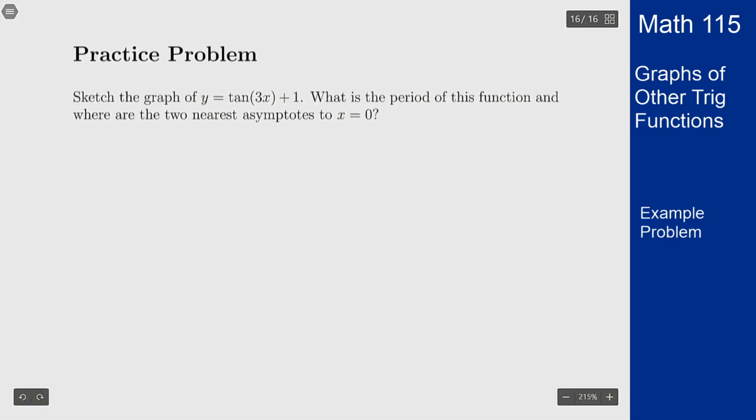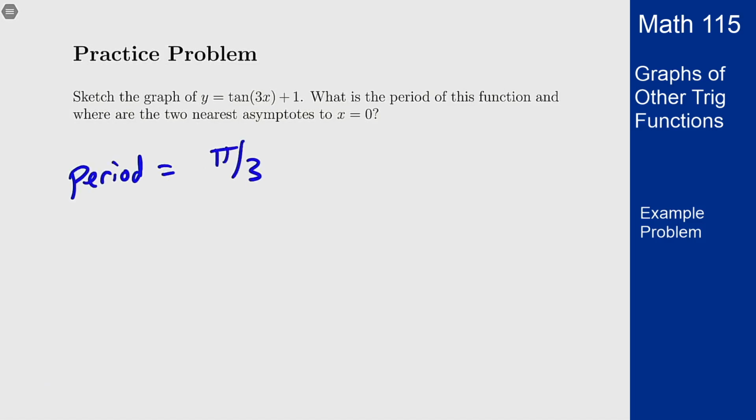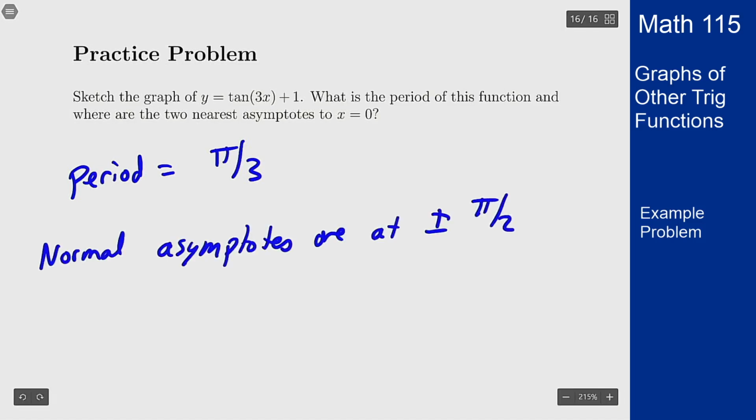So in this case, since it's tangent of 3x, the period should be 1/3 its original value. Since the period for tangent is just pi, the period for this graph should be pi over 3. And furthermore, for the asymptotes, normally the asymptotes of tangent are at plus and minus pi over 2, the first two near 0. So for this, because I'm shrinking it in by a factor of 3 because of the horizontal compression by a factor of 3, this should become asymptotes at plus or minus pi over 6.